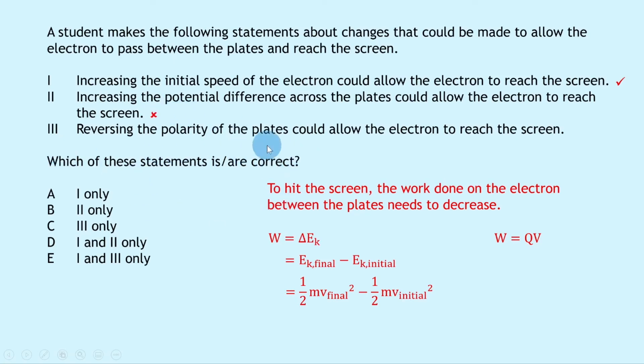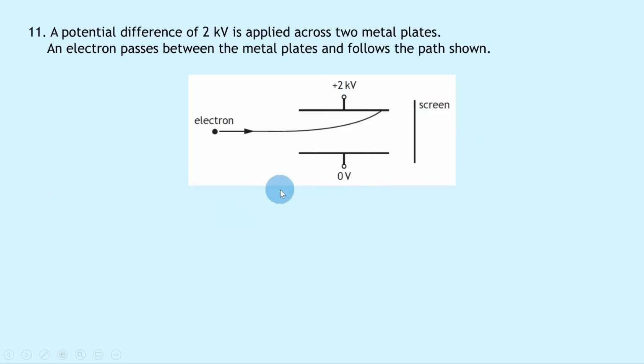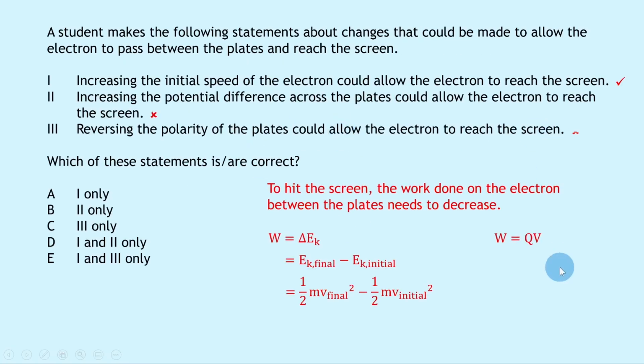Lastly, reversing the polarity of the plates could allow the electron to reach the screen. Well, looking back at the picture, all that reversing the polarity of the plates is going to do is have, say, 2 kilovolts down here and 0 volts up here, which means that the electron will curve down the way. It's not going to cause it to be deflected any more or any less. So we can therefore say that that one is false. So we have that one only is correct, which is the answer A.